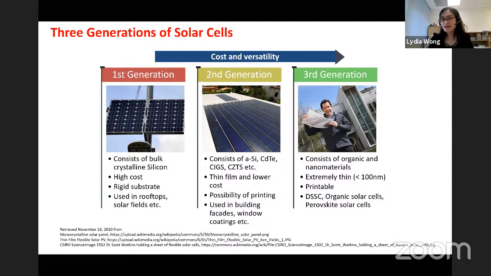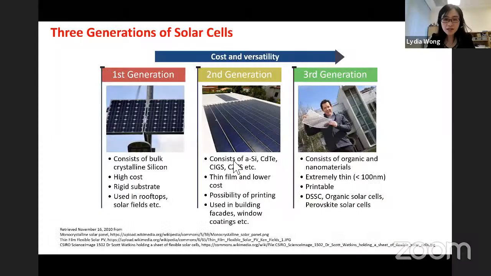You can only see silicon solar cells on rooftops, and your rooftop must be very strong. If your rooftop is made of straw, it cannot work. If your rooftop is made of wood, it's probably not strong enough to carry your solar panels. So because of this, the usage of silicon solar cells is limited. That's why people move to the second generation of solar cells.